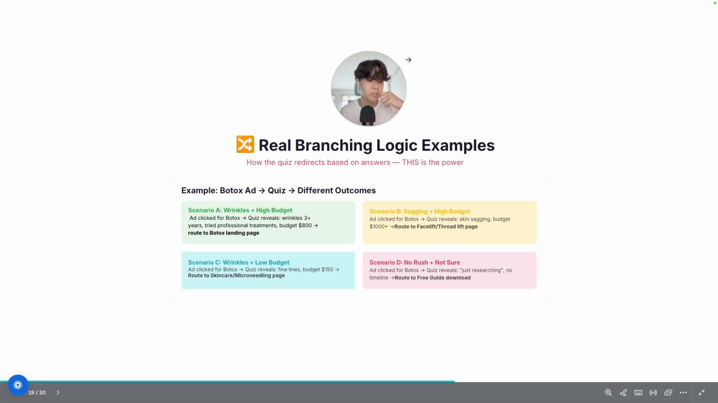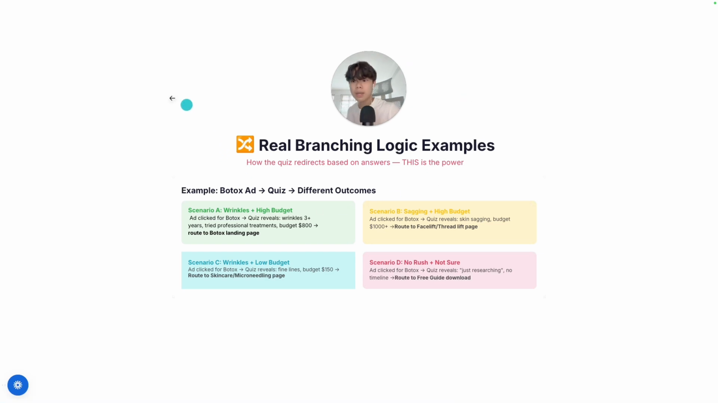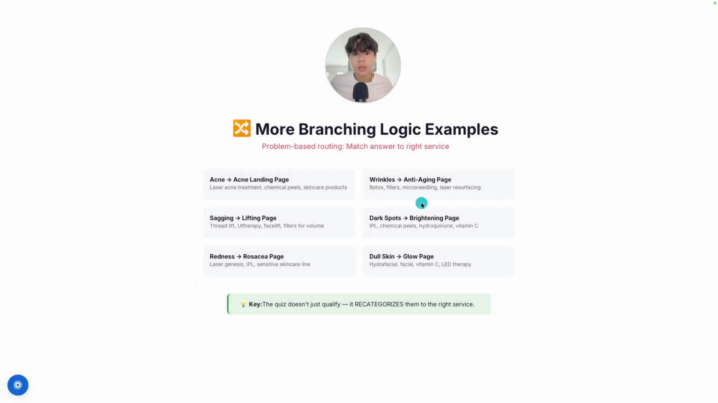Really quick, very simple to understand, easy to understand too. And yep, cool. Alright, so now this is just more logical examples of how you can use the segmentation. So this is more of matching the answers to the right service. If they put in that they have some acne problems, route them to an acne landing page. If they have some problems with wrinkles, then anti-aging page. If they're sagging, route them to lifting page, dark spots, brightening page, so on and so forth. So just a couple more examples for you guys to put into perspective.